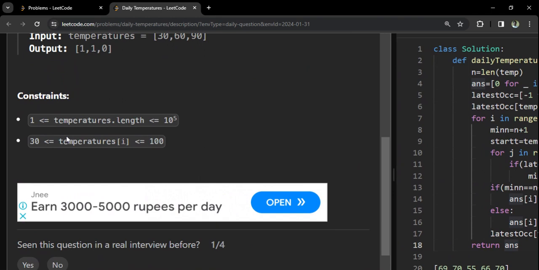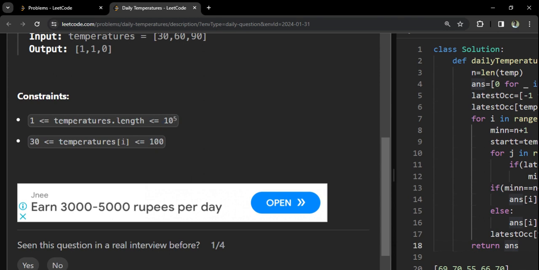Now coming to the constraints. See, the temperature length, that is the length of the given input array, is in the 10 power 5 range. So if you design an O of n square solution, definitely your time limit exceeded error will come. Definitely it will come. So that is definitely not the expected approach.